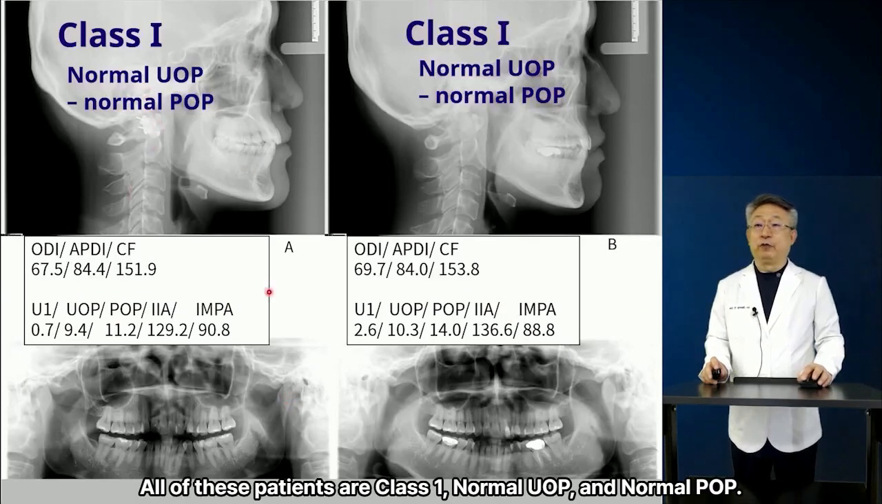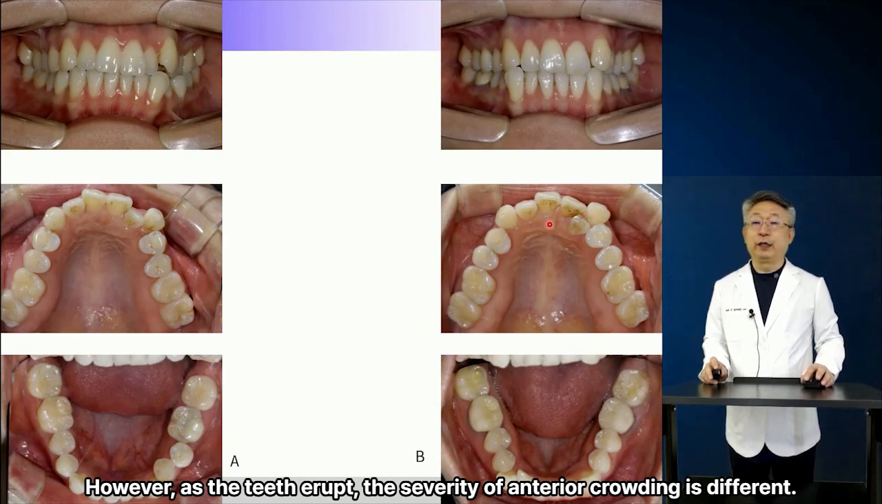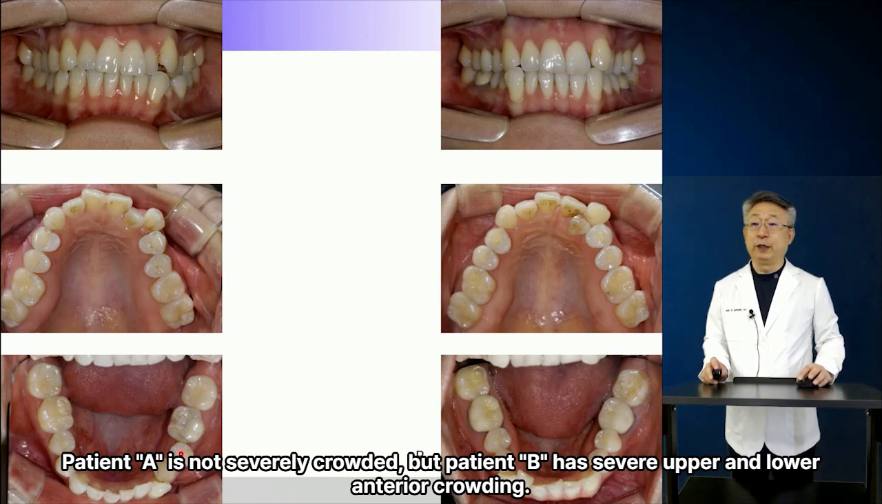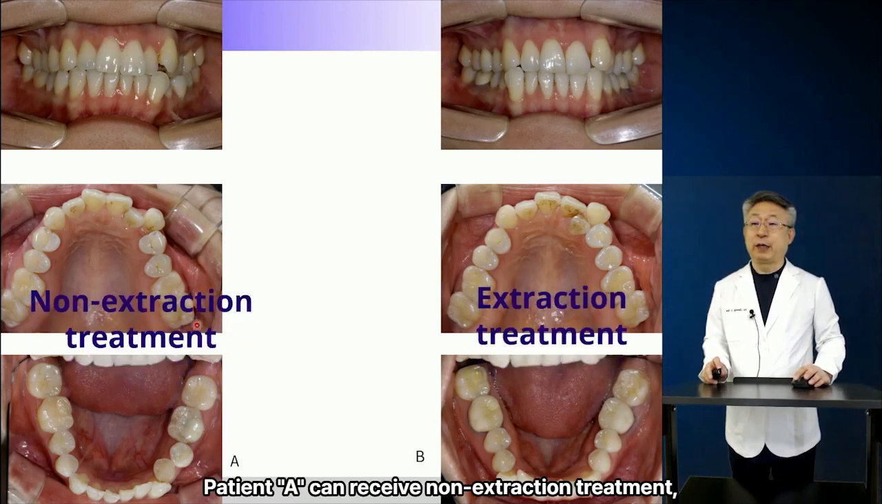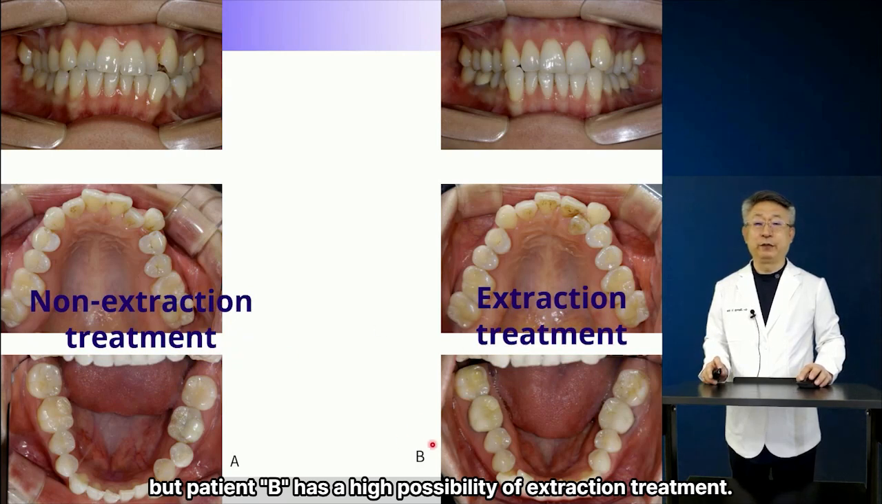All of these patients are Class 1, with normal UOP and normal POP. However, as the teeth erupt, the severity of anterior crowding is different. Patient A is not severely crowded, but patient B has severe upper and lower anterior crowding. Patient A can receive non-extraction treatment, but patient B has a high possibility of extraction treatment.